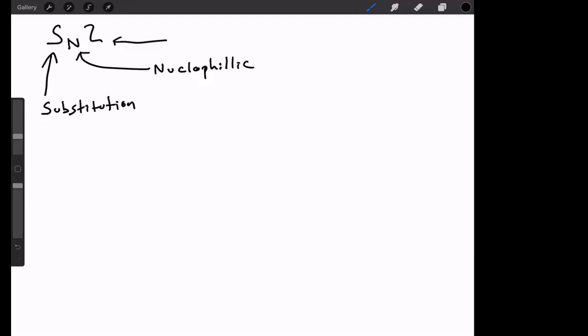The 2 refers to the kinetics of the reaction, and this means it's bimolecular. And this is an important concept, because bimolecular helps you remember how the mechanism of the reaction actually takes place. Ultimately, what this means is that it requires 2 species for the reaction to occur at the same time. And so what we want to do is break this down and see what all this business means.